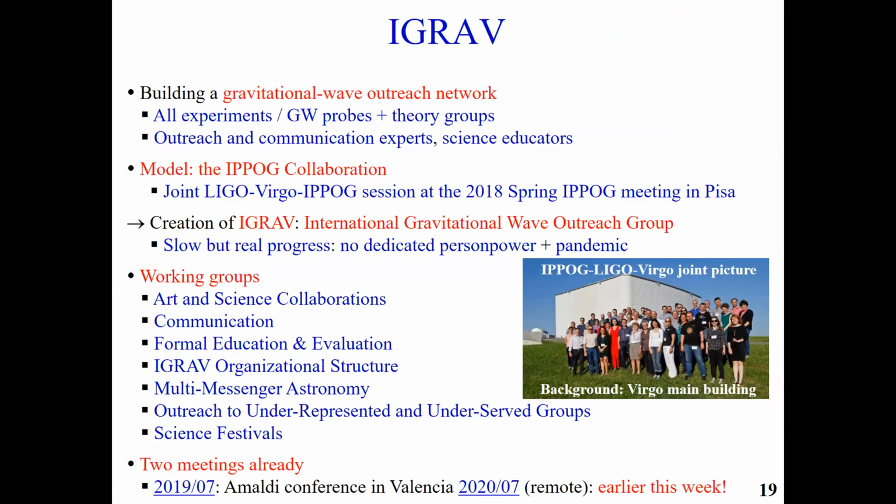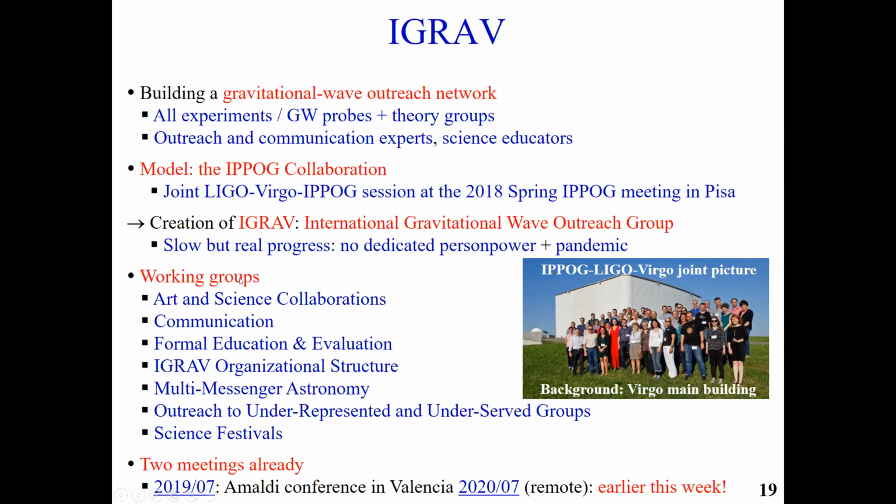Building on the very good example from IPOG, we are trying to build a gravitational wave, or I should rather say gravity-oriented, outreach network, gathering all the experiments and the projects together, and people experts in outreach, communication, and science education. That started a bit more than 2 years ago when we had this very nice joint IPOG LIGO Virgo session at Virgo. So here you have a group picture with the Virgo main building behind you. So we came up with the acronym iGrav, International Gravitational Wave Outreach Group.